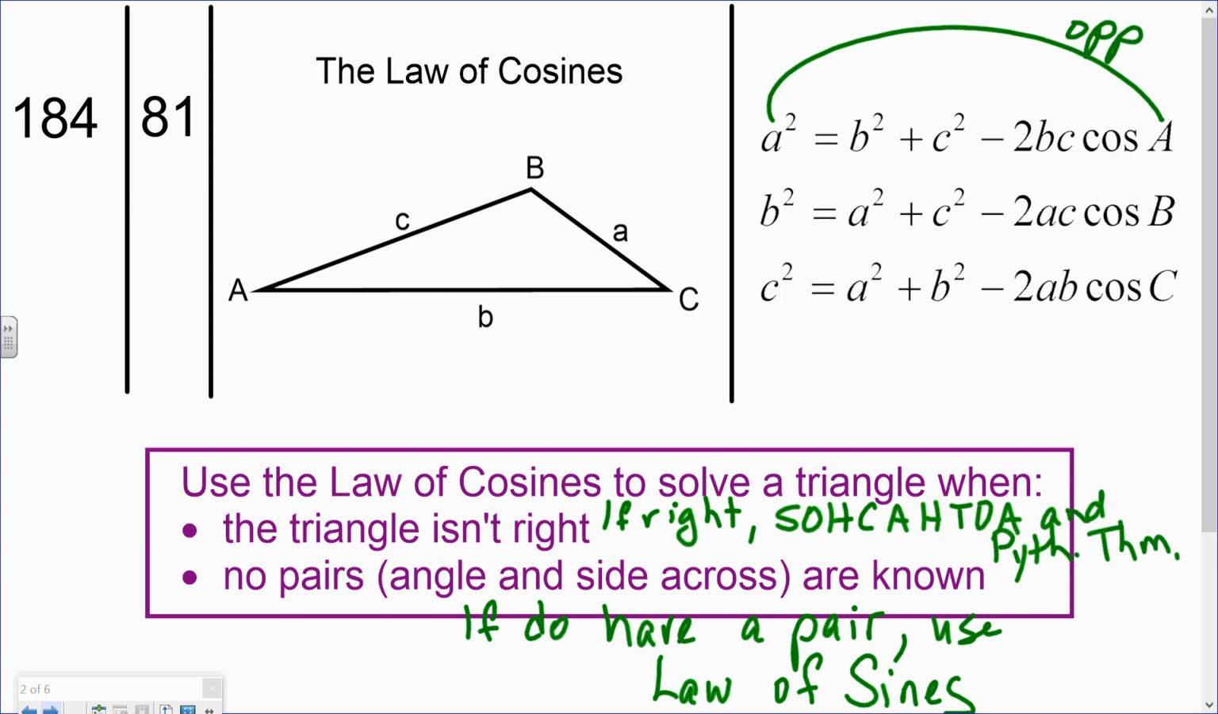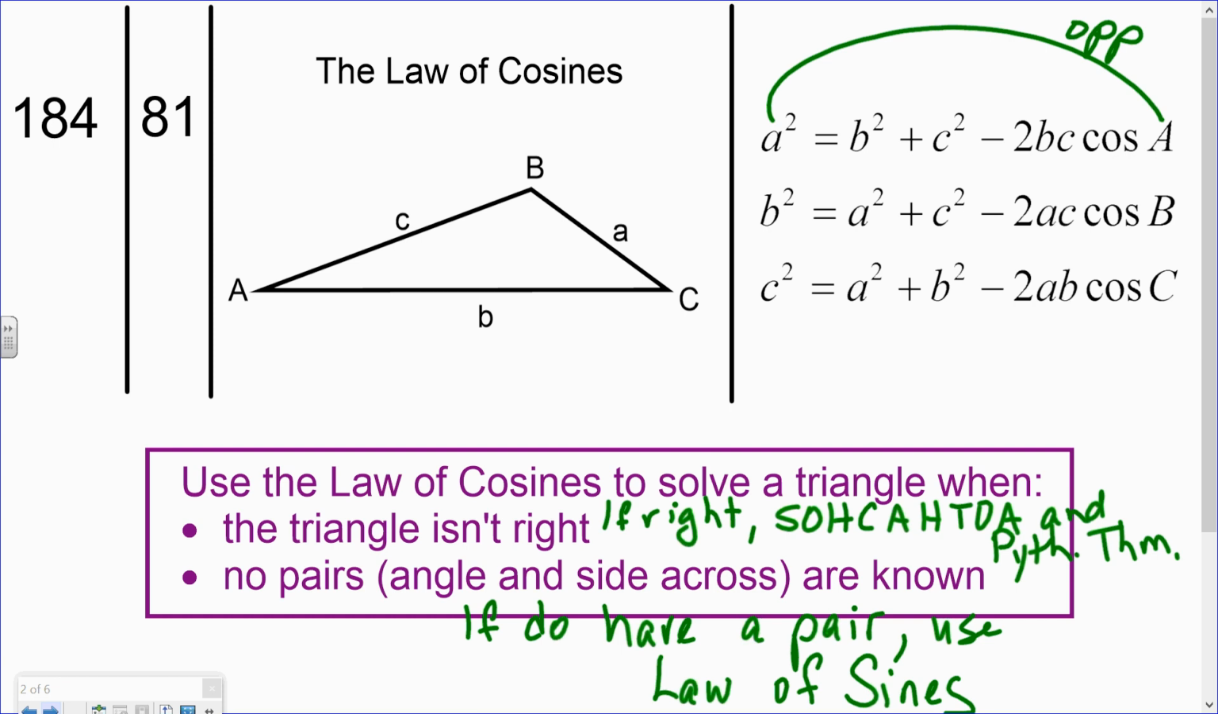So we can say, for any of them, take a side, so this time I'm looking at b squared, and square it. Get the same answer if I take the other 2 sides, a and c, square those and add them together. Subtract 2 times those sides, a and c, times the cosine of the angle that was across from the side I had over here by itself. The angle b is across from side b. Same thing for side c, and that's the one where we'd use the angle c in there.